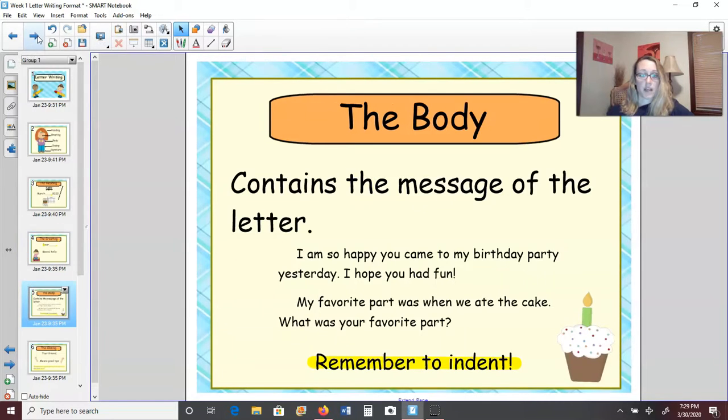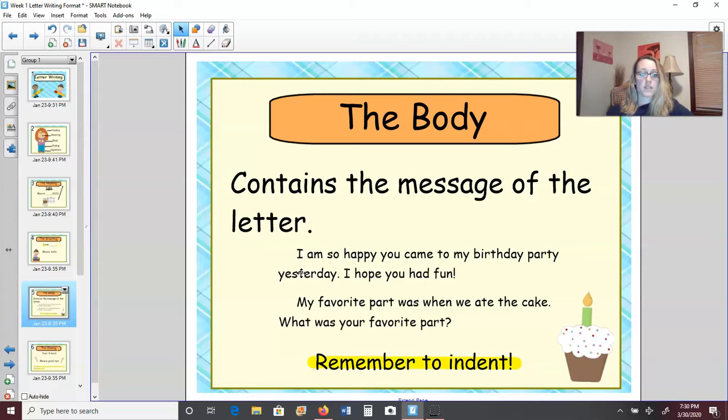All right, after the greeting, we move into the major part of our letter, which is called the body. The body contains the message of our letter. And here's an example body for a letter. This person said, "I'm so happy you came to my birthday party yesterday. I hope you had fun. My favorite part was when we ate the cake. What was your favorite part?"